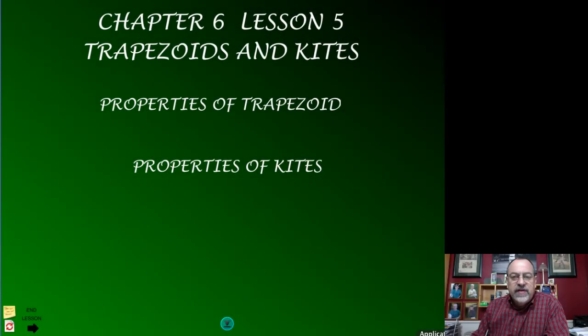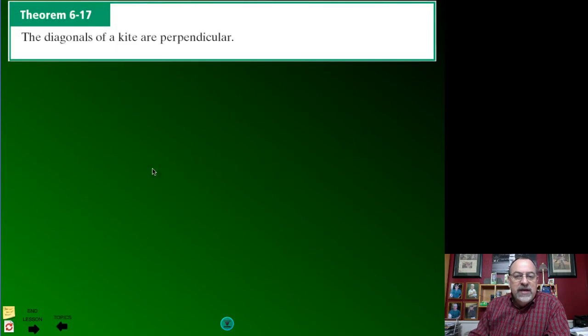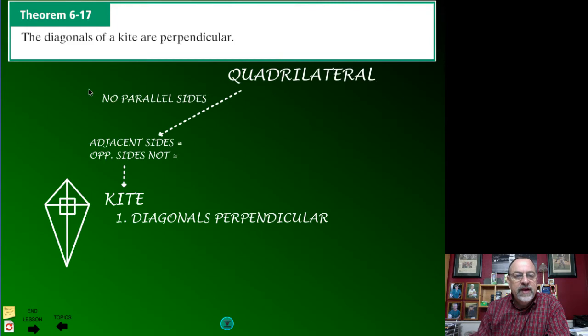Chapter 6, Lesson 5 of Geometry, going to wrap up our discussion of these special quadrilaterals by looking at the properties of a kite. And there's only one additional property to a kite other than the adjacent sides being congruent and no opposite sides being congruent. And that is the fact that the diagonals of a kite are perpendicular.